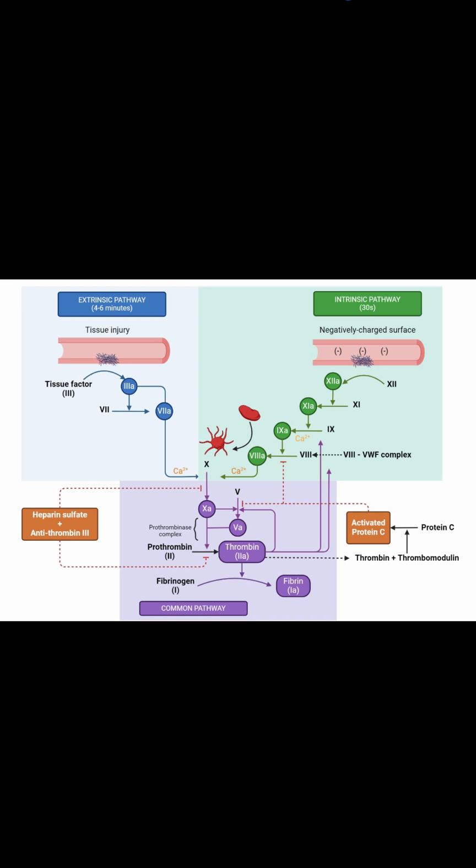The coagulation cascade is a series of steps the body uses to form a blood clot and stop bleeding, also known as hemostasis. It's divided into three pathways: the intrinsic, extrinsic, and common pathways.